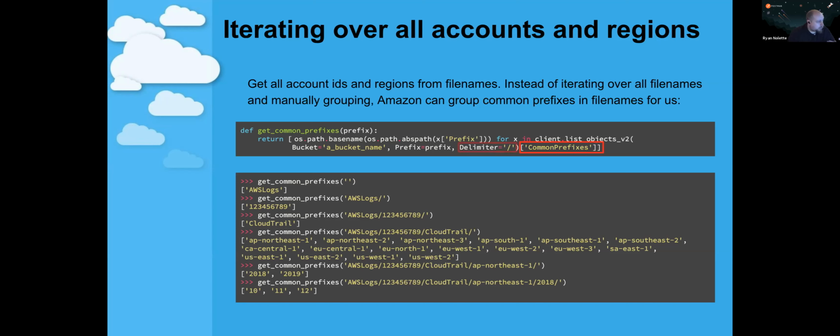So what we're doing next is we're going to use delimiter and the common prefixes, and that's going to break up the dates for us and the region names and the account name. It's basically going to give us all the information that we're going to use as our filtering conditions.